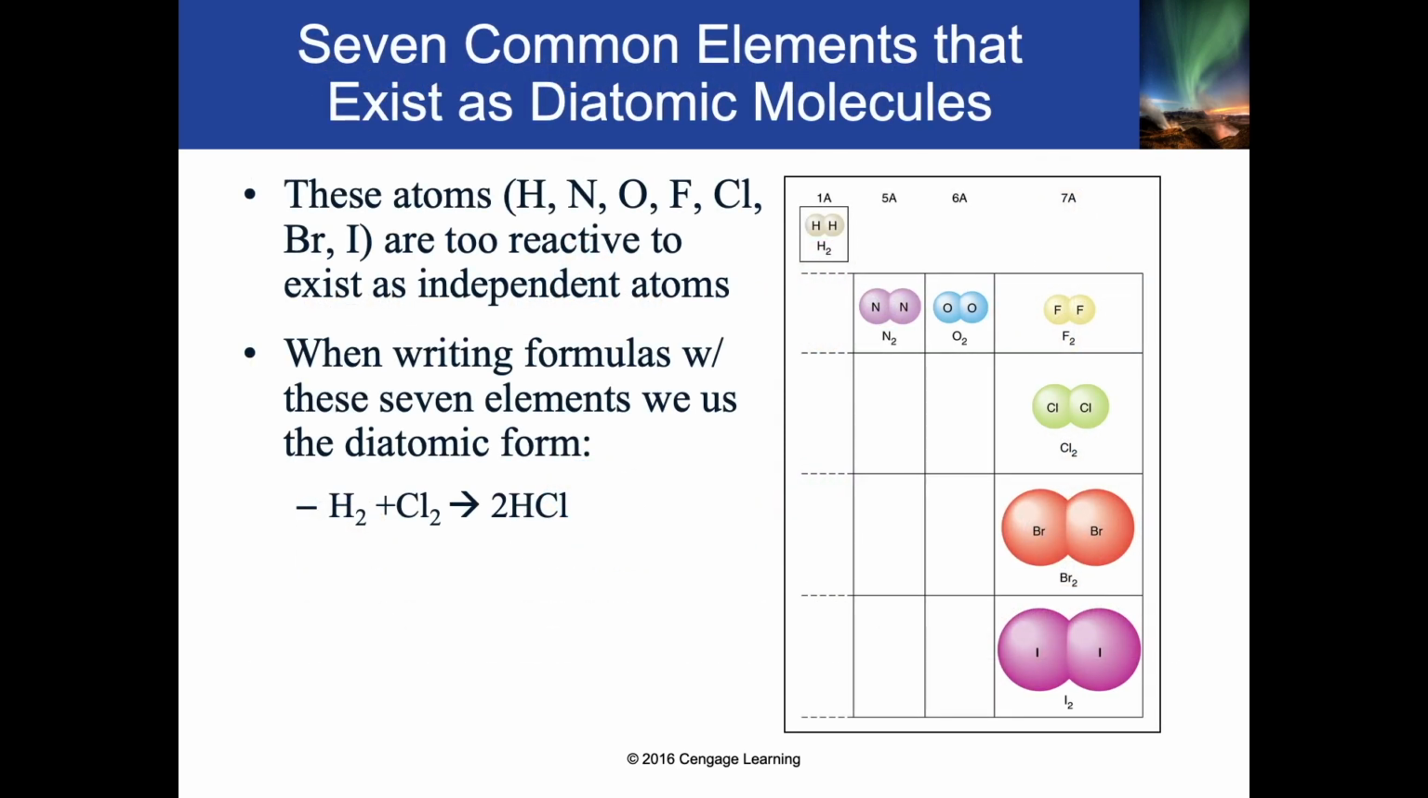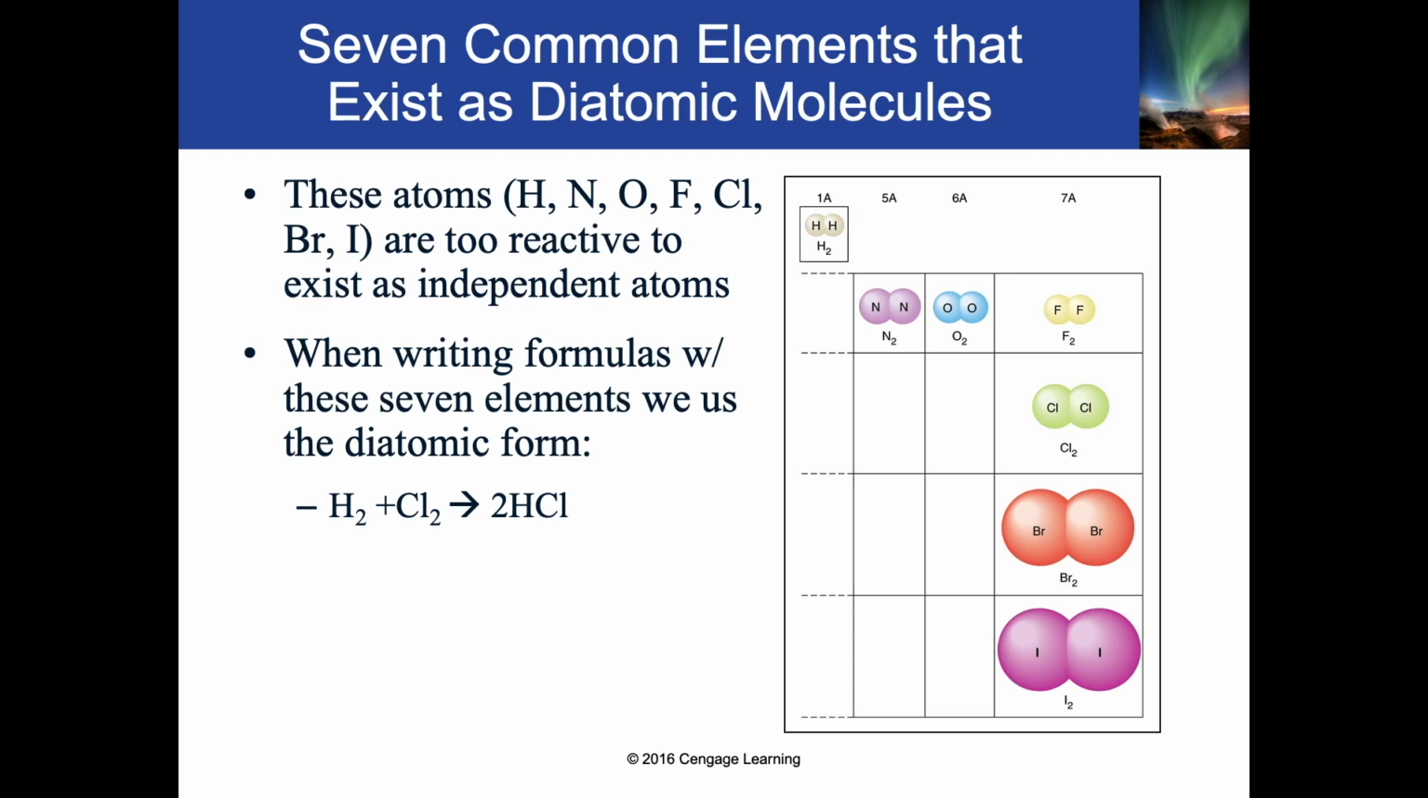All right. So there are 7 common elements that exist as diatomics. Oh my gosh, I just said that a second ago, and now there's a picture. How convenient! These atoms are hydrogen, nitrogen, oxygen, fluorine, chlorine, bromine, and iodine. They are too reactive to exist as independent atoms, so that's why they're diatomics. When writing formulas with these 7 elements, we use the diatomic form. So for example, here we have hydrogen, and we add it to chlorine, and then we get 2 hydrochloric acids, okay?